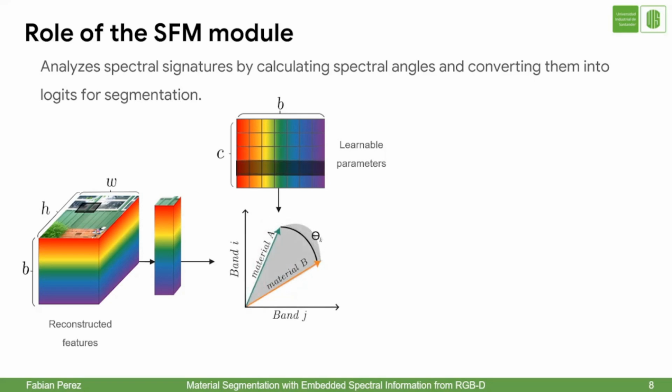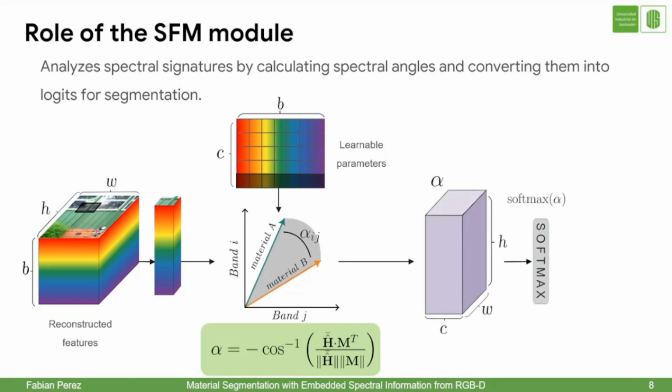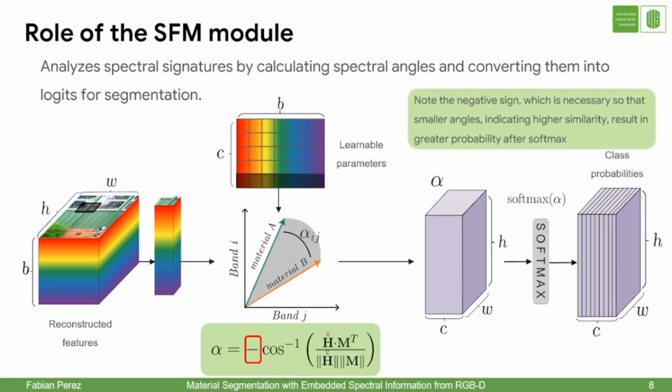This comparison is done pixel by pixel, but we propose to calculate it in an efficient and tensorial way with this formula for the entire image. From this, we derive a cube of dimension h times w times c that passes through a softmax function, resulting in a probability cube with a class mask prediction for each class. It's critical to note the use of a negative sign in the calculations, ensuring that smaller angles, which indicate higher similarity, result in a higher probability post-softmax.